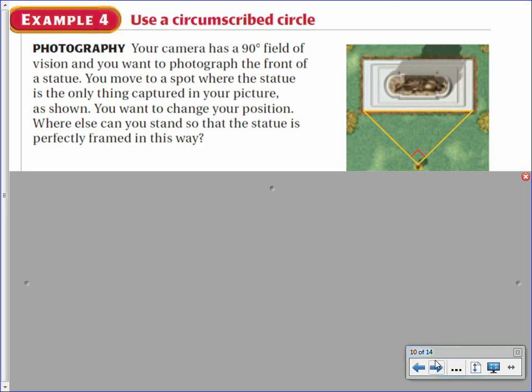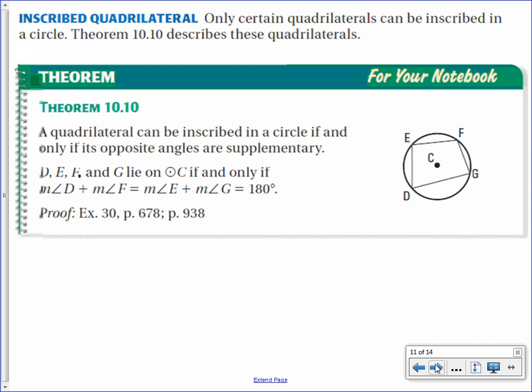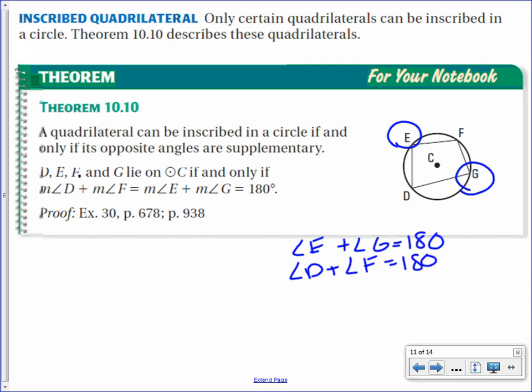Okay, we'll skip this one here. And let's see here. A quadrilateral can be inscribed in a circle if any of its opposite angles are supplementary. So opposite angles equal 180 degrees. So if you add up angle E and angle G, you would get 180. And then if you go to the flip side, angle D plus angle F would equal 180. So I would put the picture in your notes and this extra part that I have on the bottom here, guys.